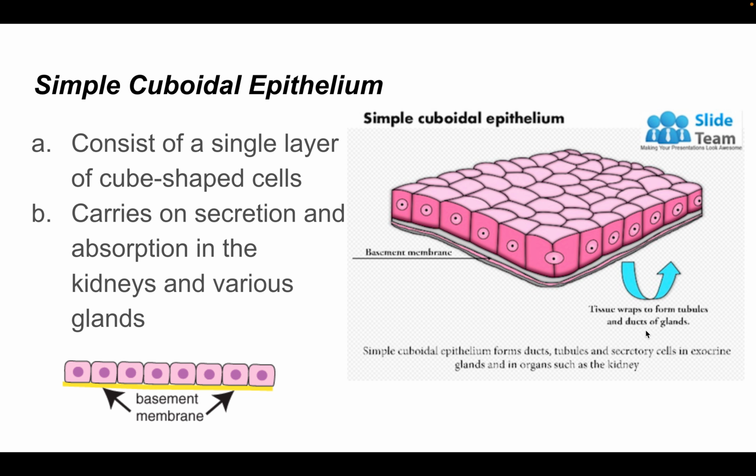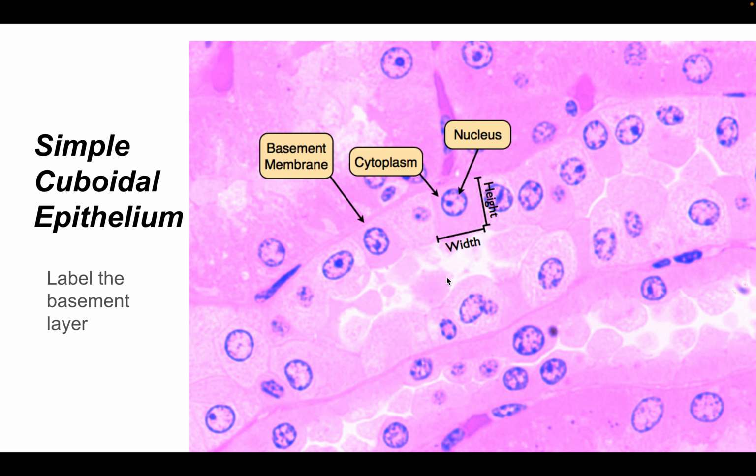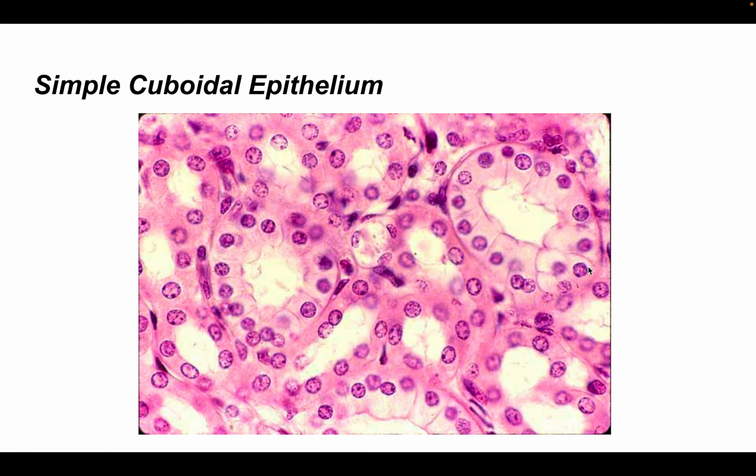So it says right here, tissue wraps to form tubules and ducts of glands. So here's from the top, and you can kind of see that. They rolled it up, and I do see some space here, but it's simple cuboidal, one layer, and the basement membrane is clearly defined. You can't see it loop back around, but eventually it does, and that would be the basement layer right there.